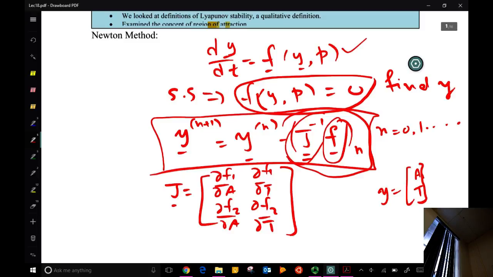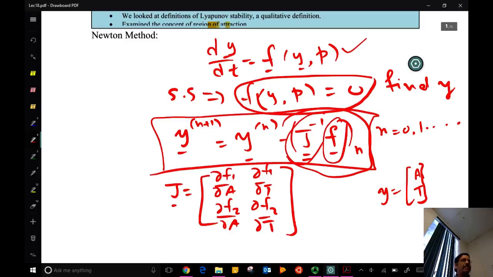Now, this method converges quadratically. What it means is, if the error at a single step is 10 to the minus 4, one more iteration will take it to 10 to the minus 8, one more will take it to machine precision 10 to the minus 16. So the error essentially goes as a square. Okay? So it's an extremely powerful method.